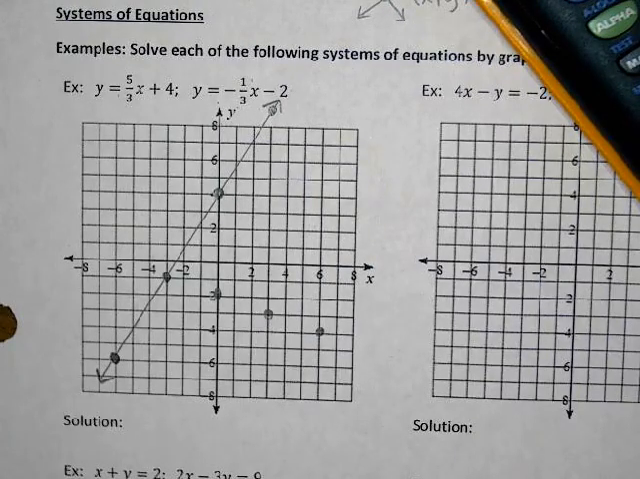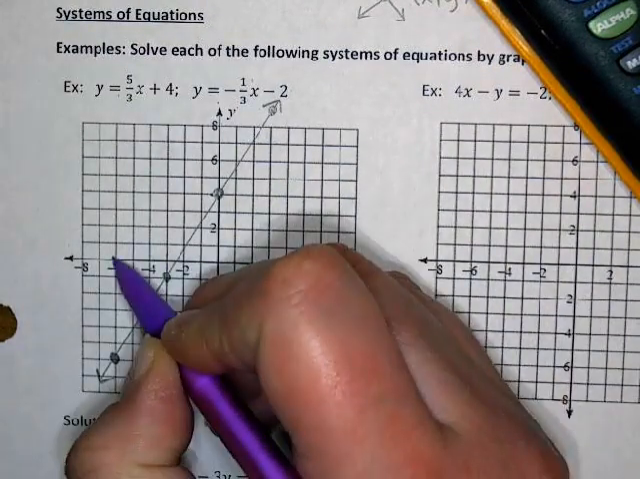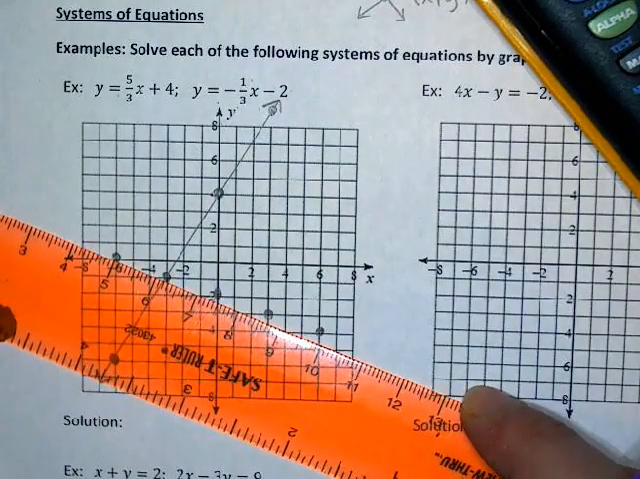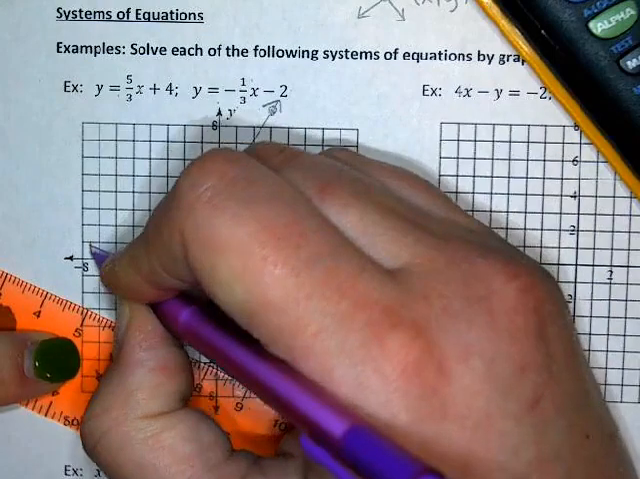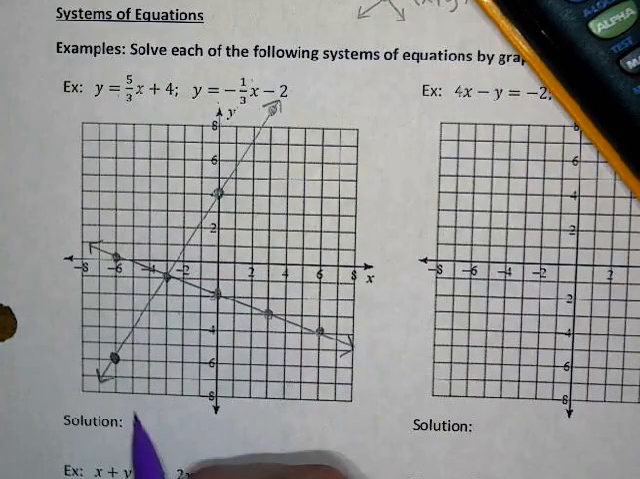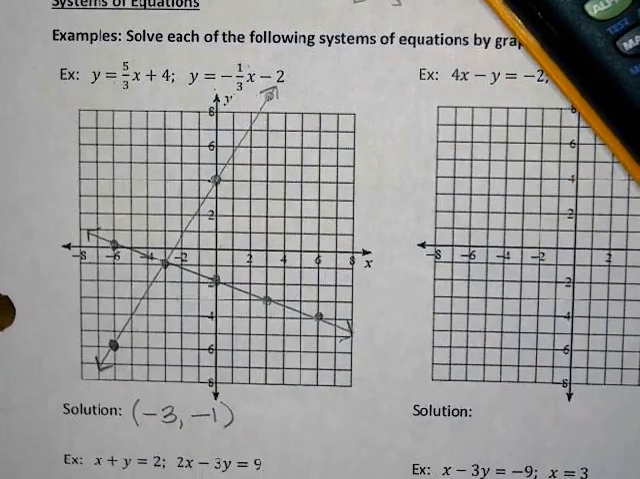So down 1, right 3, down 1, right 3, down 1, right 3, and then up 1, left 3, up 1, left 3, up 1, left 3 to get some more points in there. And then I can see where it crosses. Anybody know what coordinate that is? -3, -1. So the solution to the system of equations is -3, -1.